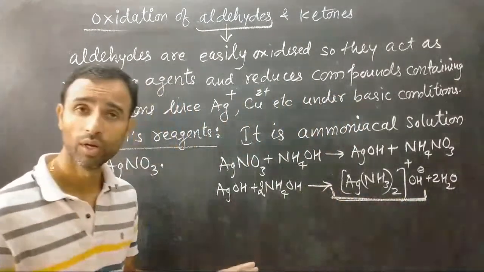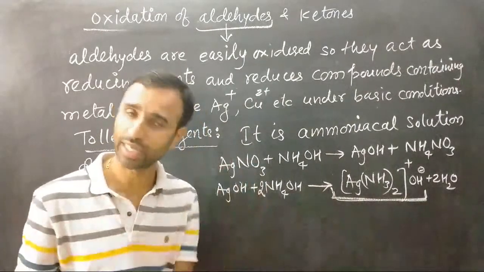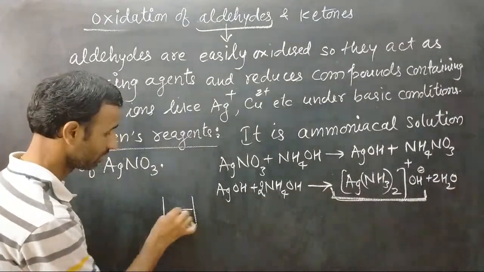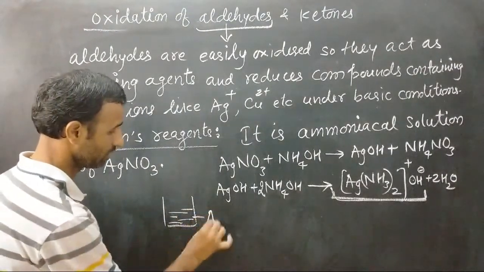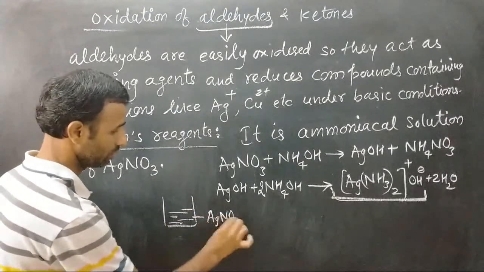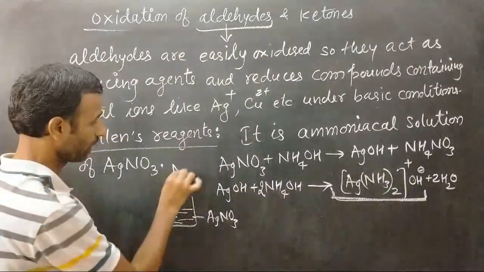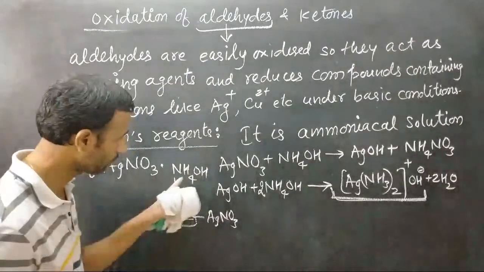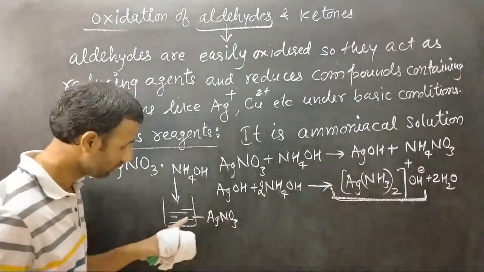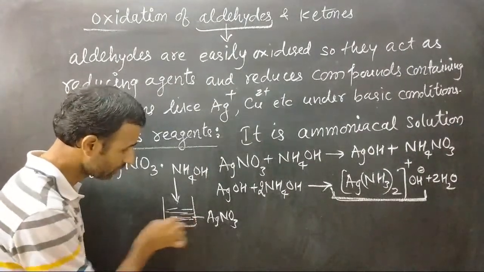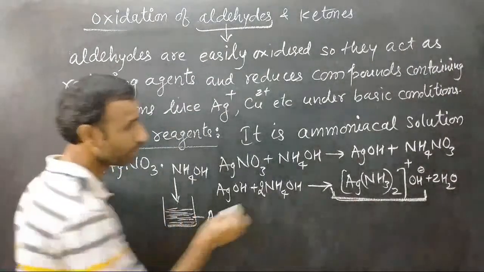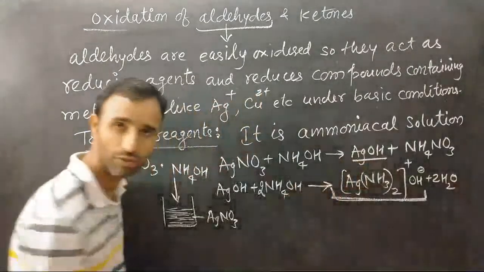What do we do? We have silver nitrate. In silver nitrate, we start adding ammonium hydroxide. Initially, when ammonium hydroxide is added, the solution becomes white. A white precipitate of silver hydroxide is formed.